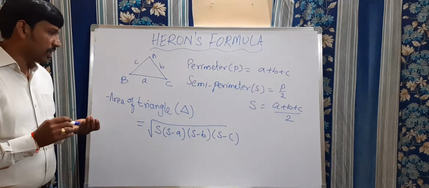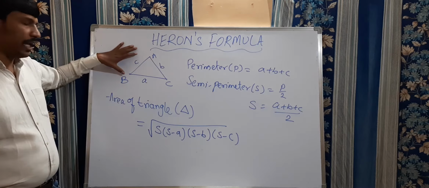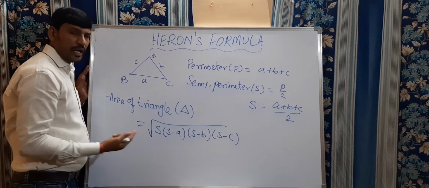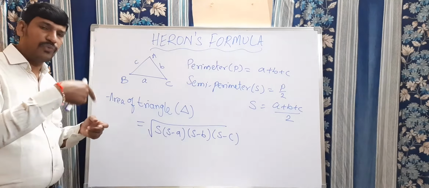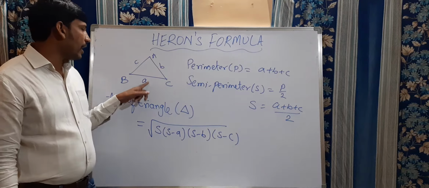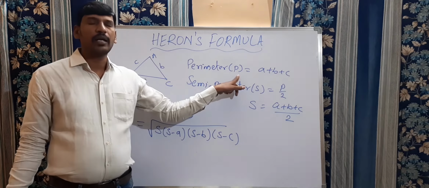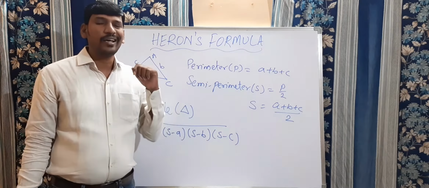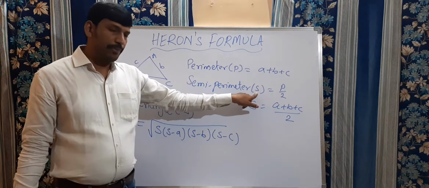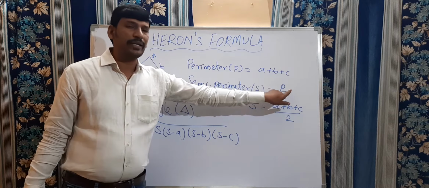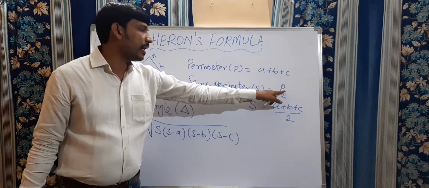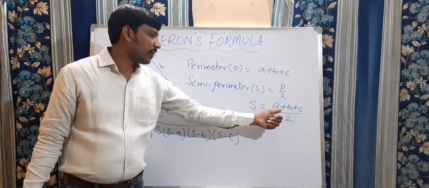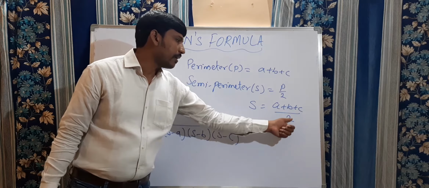Clear, my dears? See this here once again. There is a triangle ABC whose sides are small a, small b, small c. Then how to find the perimeter? Generally, the perimeter of a triangle is nothing but the sum of all the sides. We are adding all the sides a, b, c. Then find the semi-perimeter. What is semi-perimeter? Half of the perimeter of a triangle, denoted by capital S. S is equal to perimeter by 2, which is (a plus b plus c) by 2.